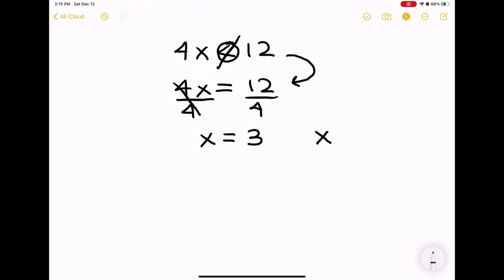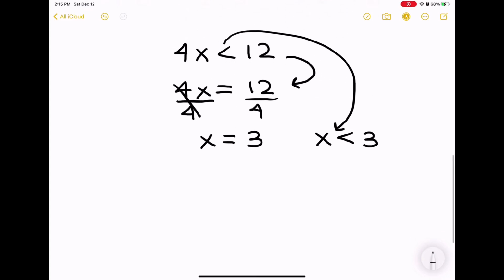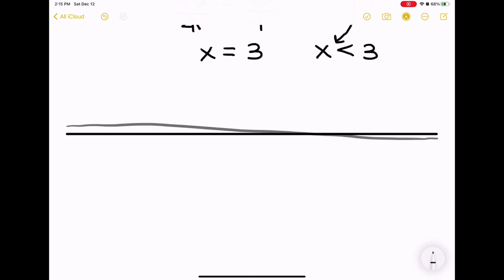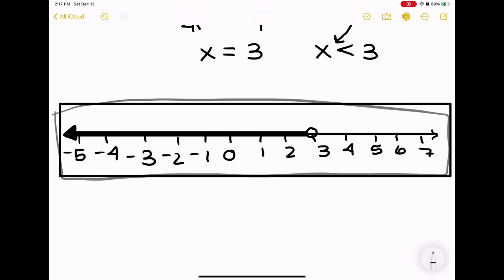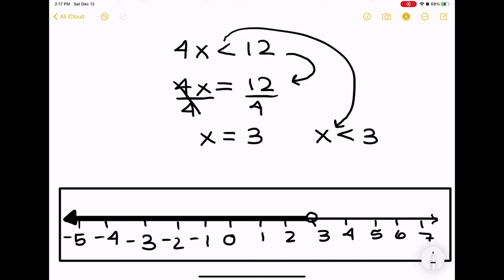But x is not equal to 3. Instead, we put back our sign just as it was before, but this time it's all simplified. We would graph this just like the other ones. So this translates to x is less than 3, because the alligator is facing the other number, which means it's less than. We will graph it just like this. So you're simply going to simplify and make sure that you put the exact same sign as before.